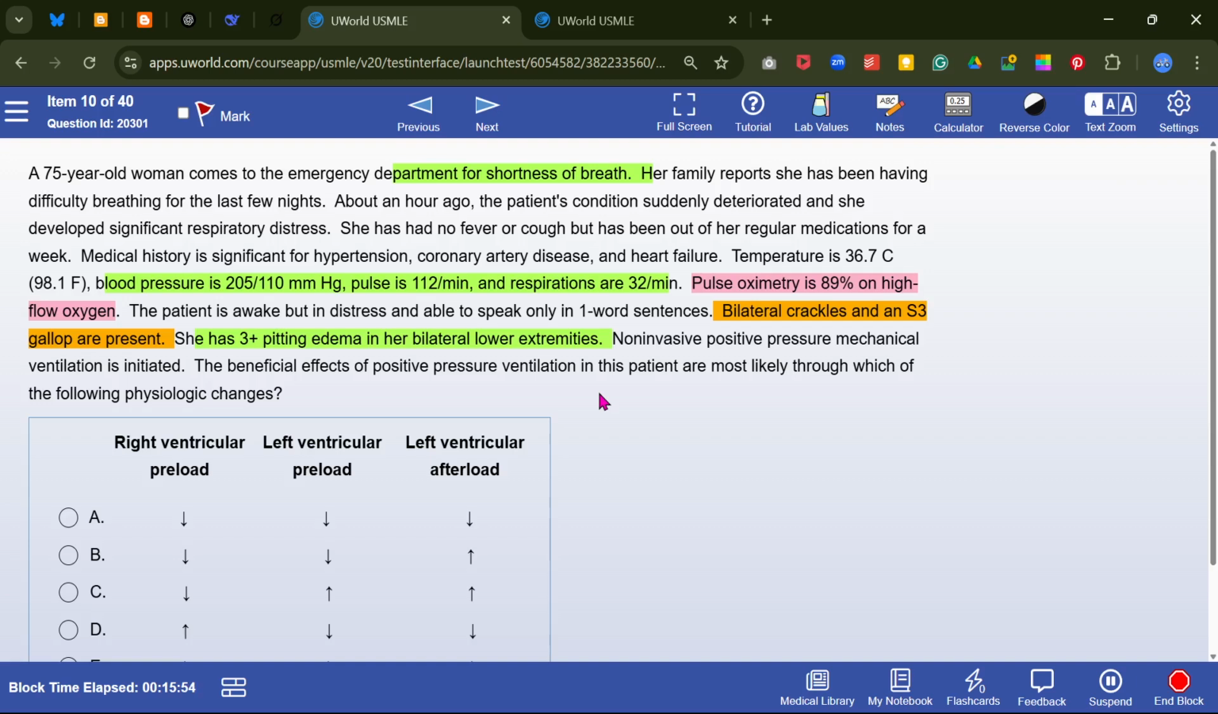Is it cor pulmonale? He has features of left heart failure, features of right heart failure.